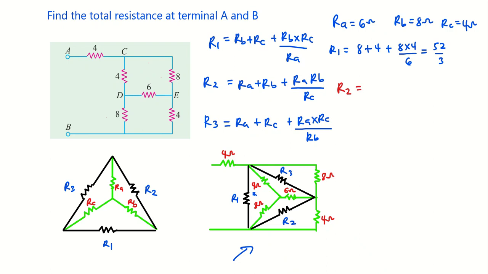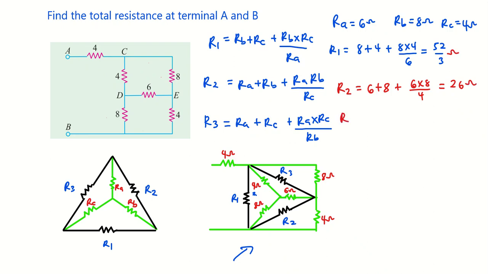So for R2, we have RA plus RB, that'll be 6 plus 8, plus 6 times 8 divided by RC, which is 4. So let's do this and see what we get. So I have 6 plus 8 plus 6 times 8 divided by 4. That gave me a value of 26 ohms. Let me bring the unit.